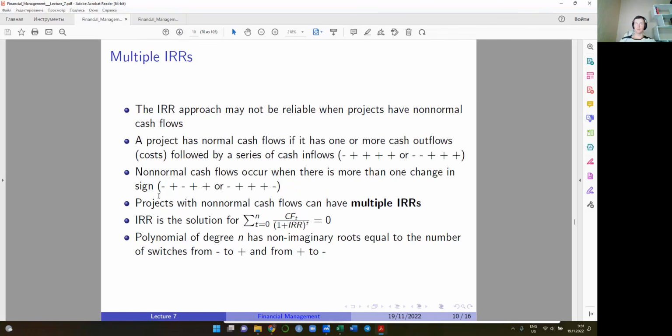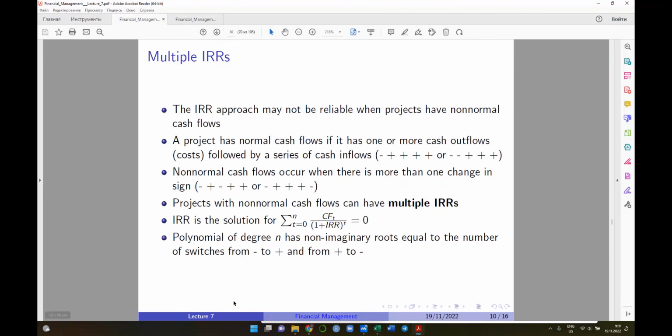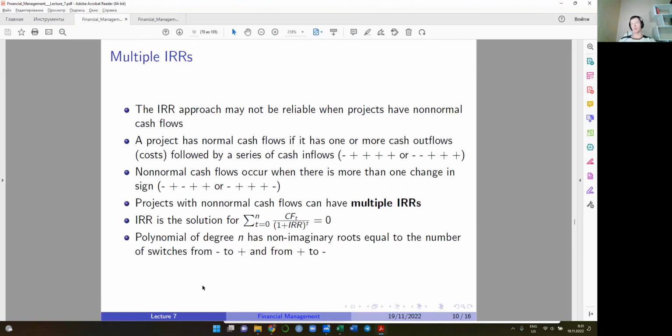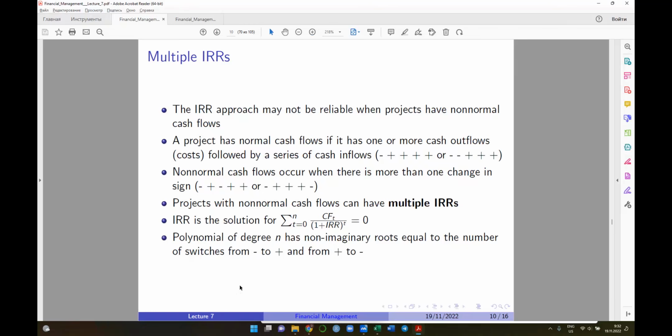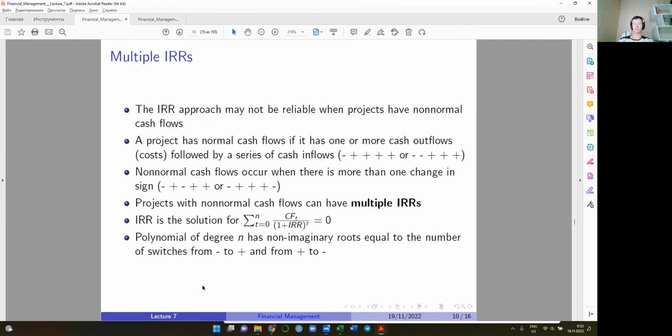But if you have 2 switches, or maybe 3, 4, whatever, at most we have 2 or 3 or 4 roots for this polynomial. It doesn't mean that it is necessarily going to be 2. No, it's not a necessary condition. But at most, 2 are possible.